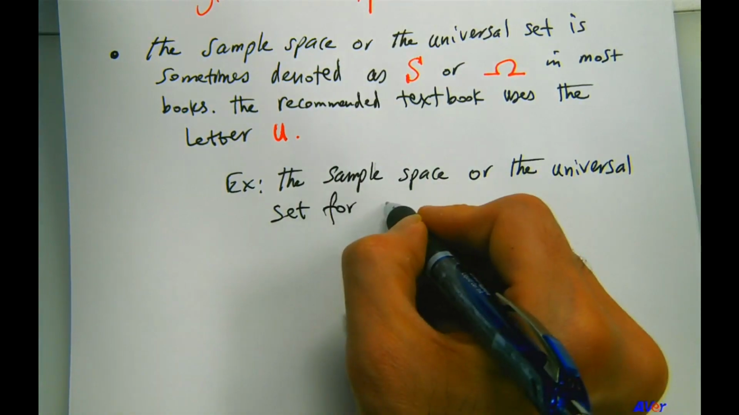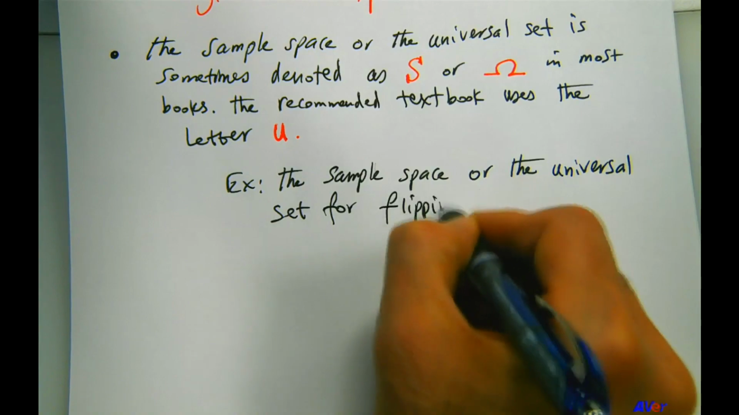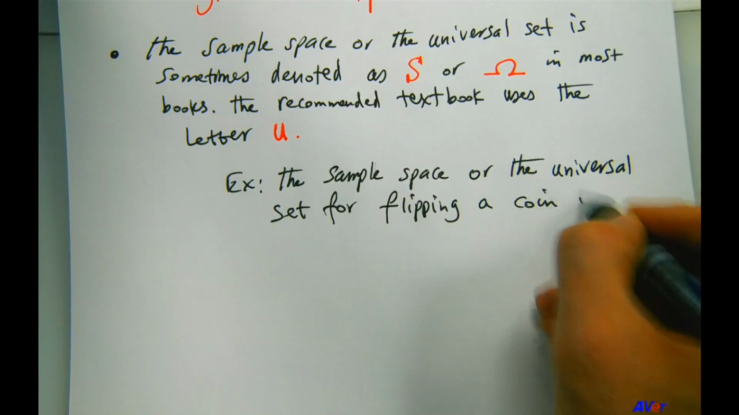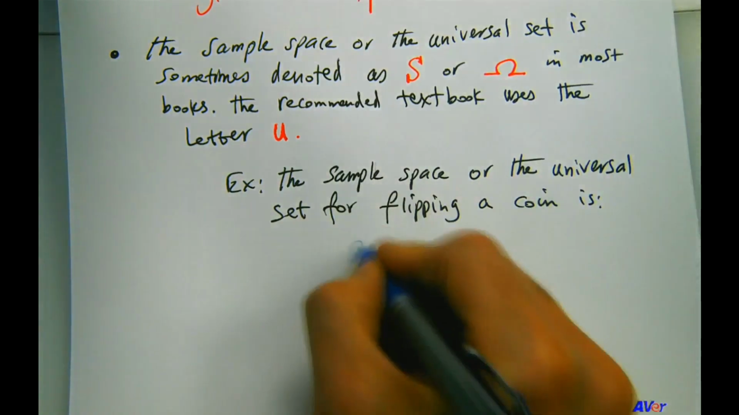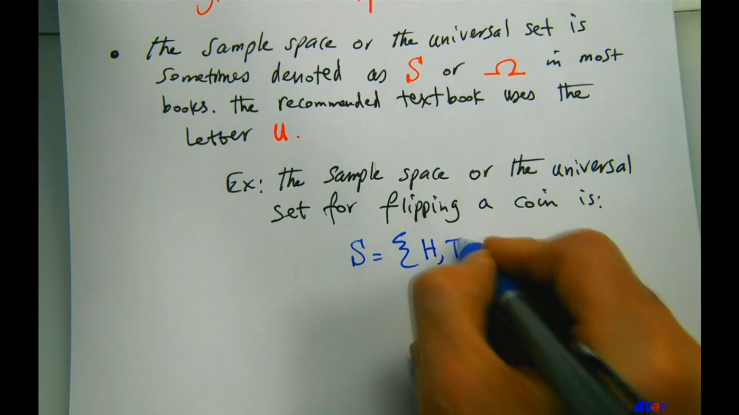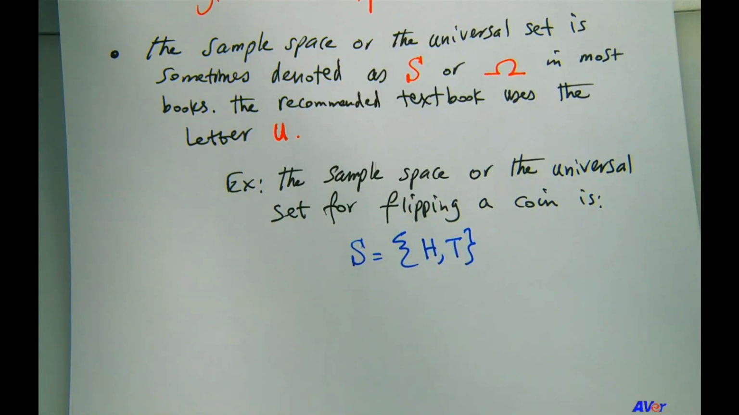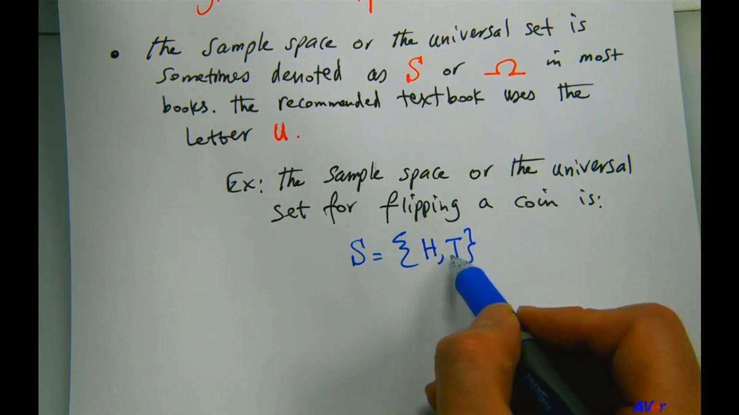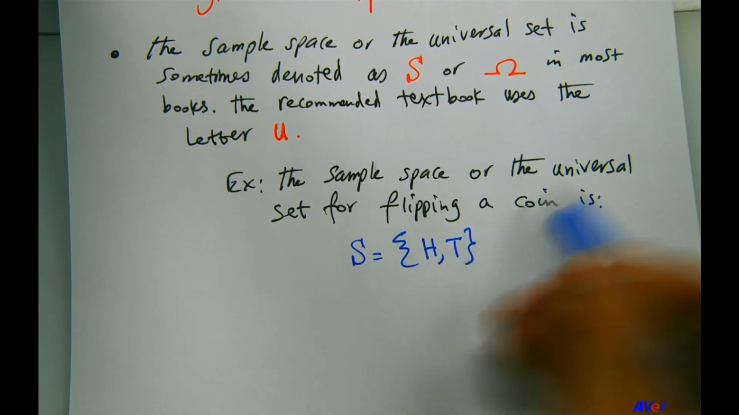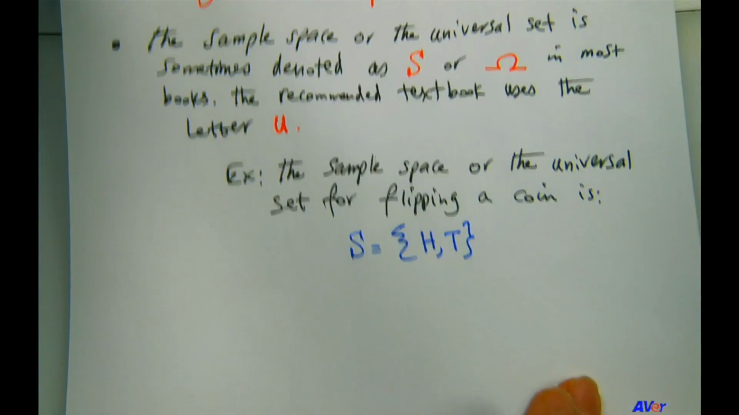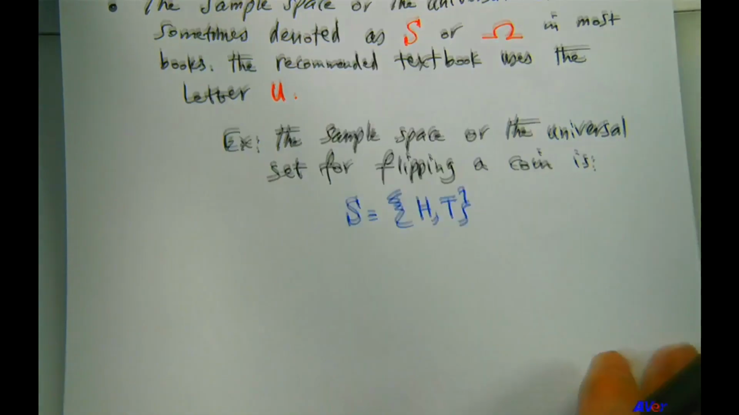The universal set for flipping a coin, I'll just call it S, is either a head or a tail, right? If you flip a coin 1 billion times, you're not going to get an outcome that is not a head or a tail. So these two outcomes form the sample space for flipping a single coin, either a head or a tail. That's a sample space. Okay, let's give another example.